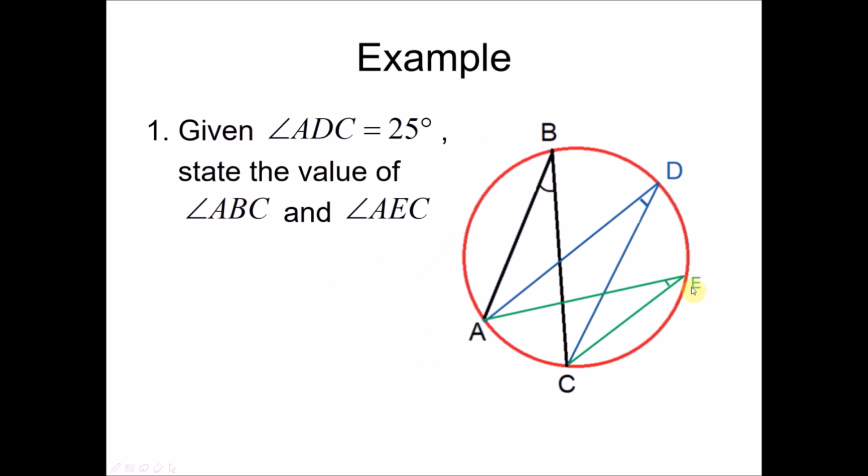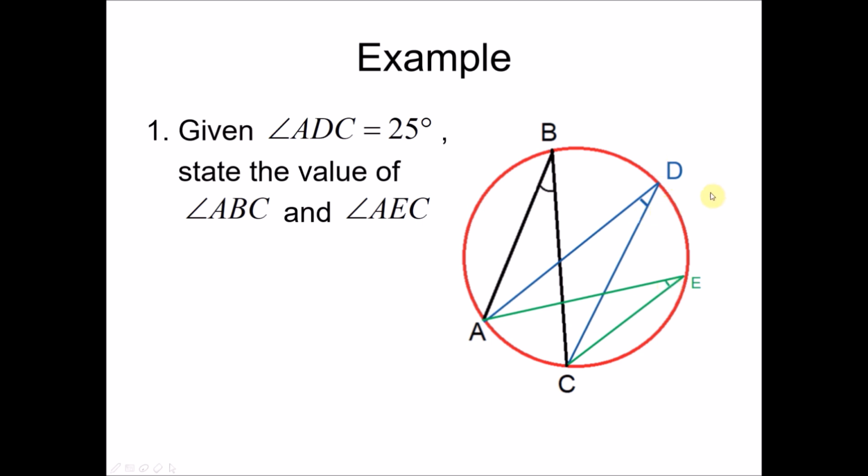Now, we look at an example. Given angle ADC is 25, the angle formed by the blue lines is 25. State the value of ABC, which is this, and angle AEC. AEC is this angle. If you are confused with this, whenever an angle is written in this form, you look at the center letter. D means the angle is formed at this point. ABC means the angle is formed at the vertex B, so this point. AEC means the angle is formed at E, which is this angle.